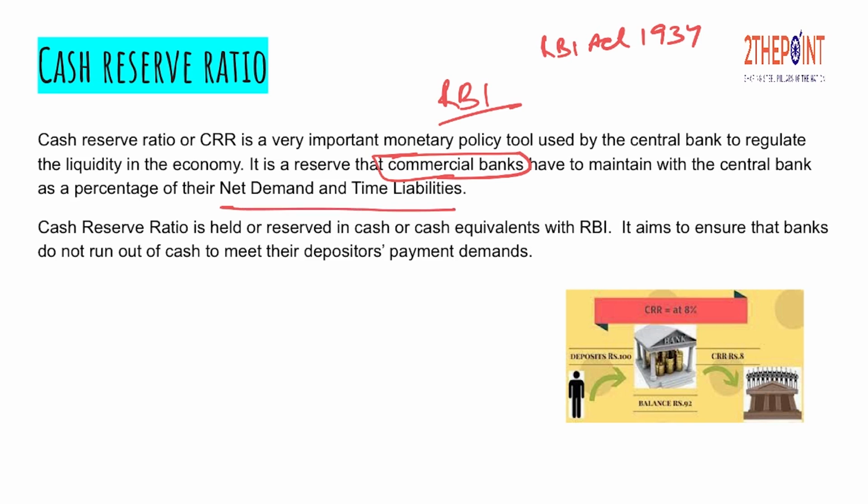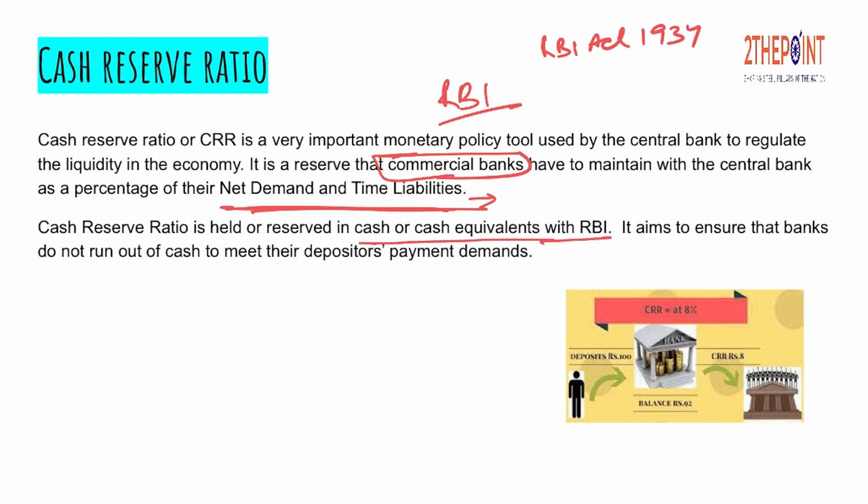So there are two types of deposit accounts that the bank offers. First is the demand deposits and the other are time deposits. So the net of it, now this is discussed in another video, so you can refer to it for greater clarity as to what NDTL is, but as of now what you need to know is that CRR is maintained as a percentage of NDTL, that is net demand and time liabilities. Now in what form do they have to maintain it? Is it cash? Is it gold? Is it some foreign currency? No, it is just the cash or cash equivalents with RBI.